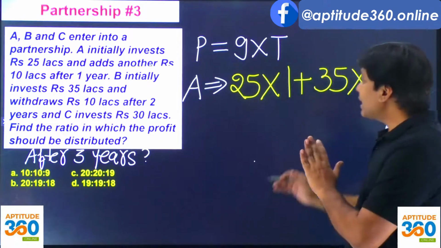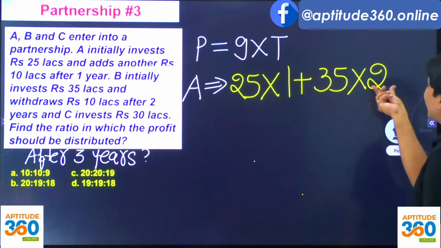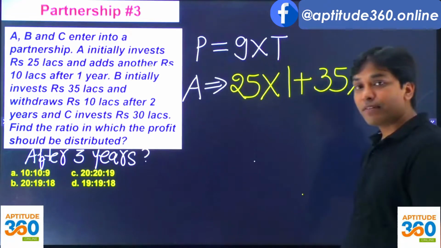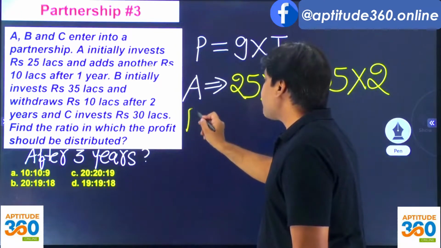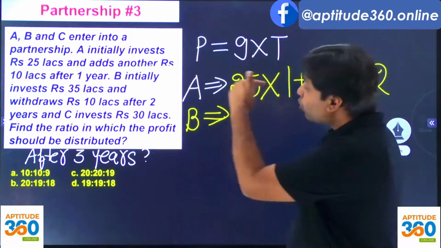That makes it 3 years. For the first year, A is there in the business with 25 lakh rupees. For the next 2 years, A is there in the business with 35 lakh rupees. Now, what is going to be happening for B? This is simple, right? We will find these three separately.